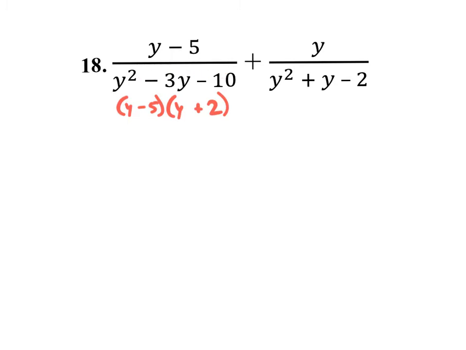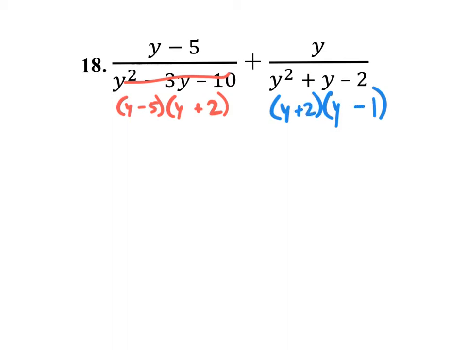If you want, you could put a line right through it. You don't have to, but I like to since I just rewrote it. I don't want to look at this anymore. This is my new denominator. This guy over here, we're going to do the same thing. Let's put the y right here, the y right there, and let's think what times what is negative 2 that if you add together is positive 1. Well, that'll be a positive 2 times a negative 1.